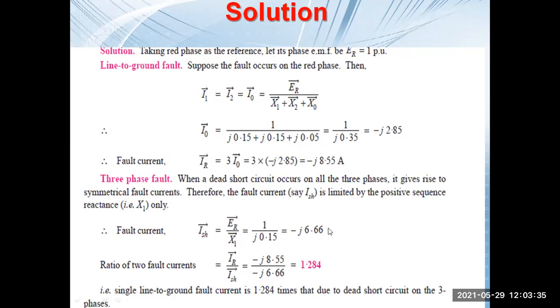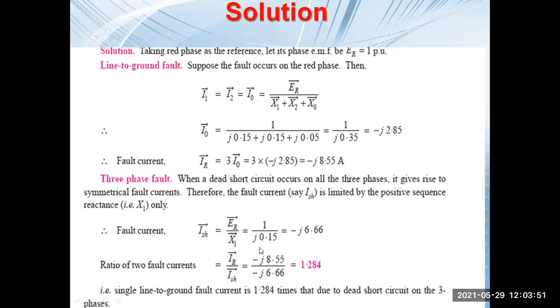So for this particular case, that is the three-phase fault, the fault current will be calculated as ER by X1. So ER is 1 per unit, X1 is j1.5. So that means this is your value of the fault current.